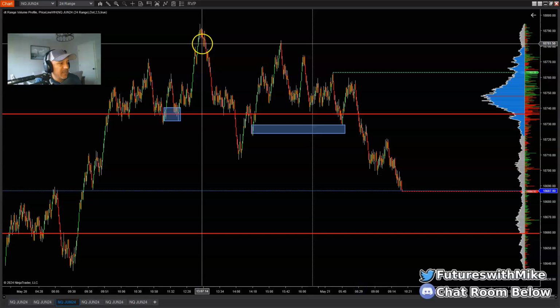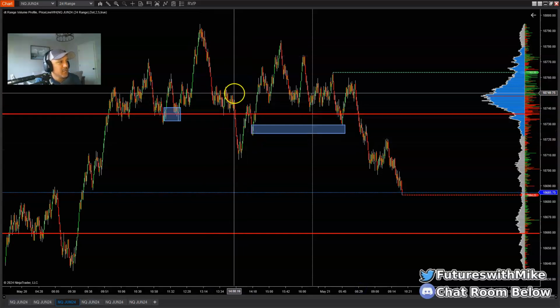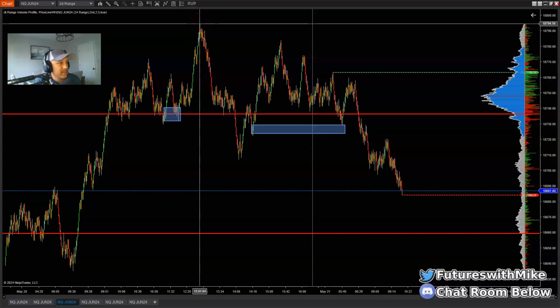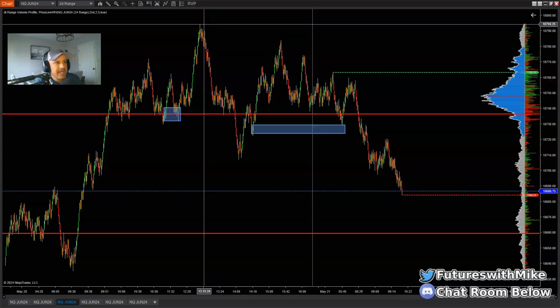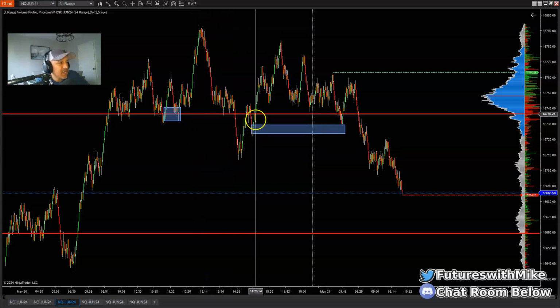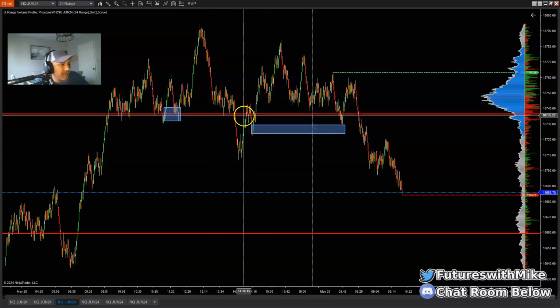So what it did was it broke structure to the downside. It did turn back around and start to, this is the swing high right here, okay? That was yesterday's session high right there at 18,795. It started breaking and taking out areas of structure back to the upside. That's a minor area of structure. This is a minor area of structure.